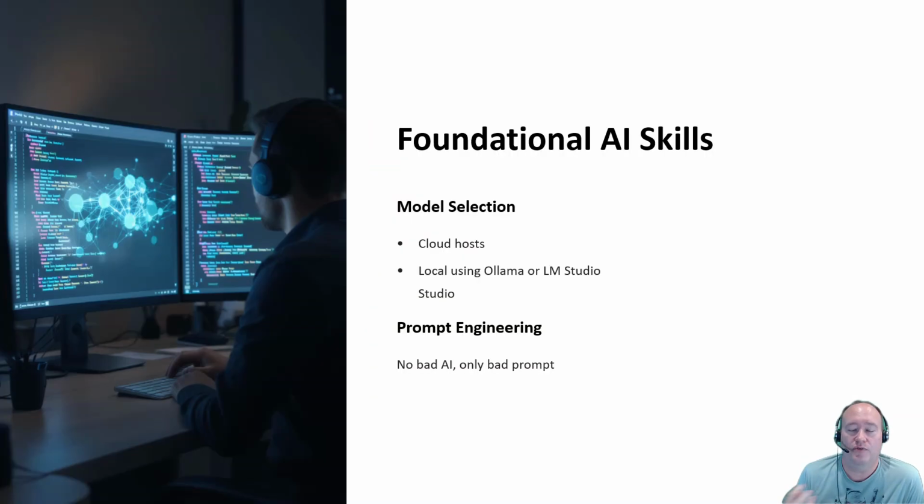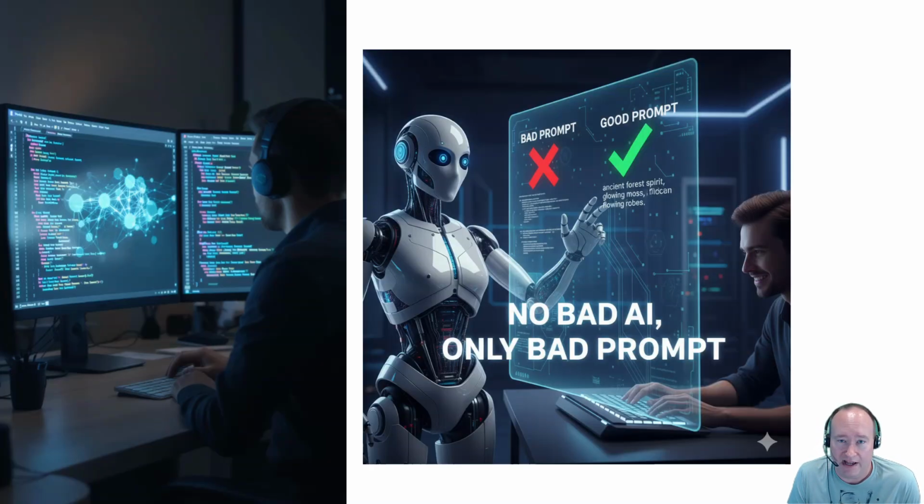The next core skill is really prompt engineering. And this is really how you ask the AI in the correct manner to ensure you get back exactly what you're looking for. And to bring a quote similar to what Mr. Miyagi did in Karate Kid, there is no bad AI, there's only bad prompts.